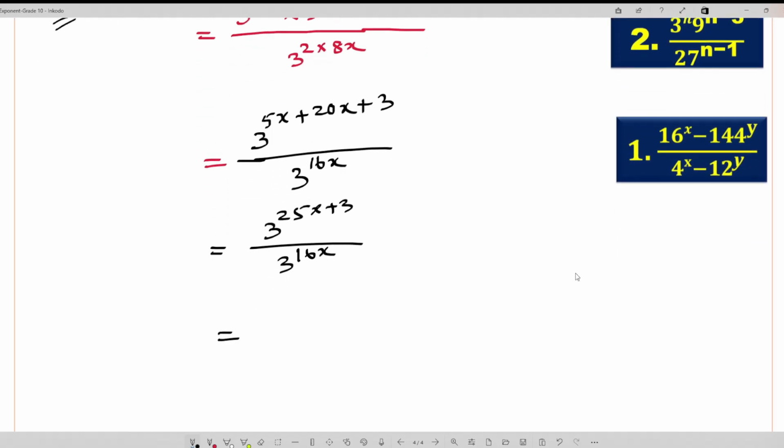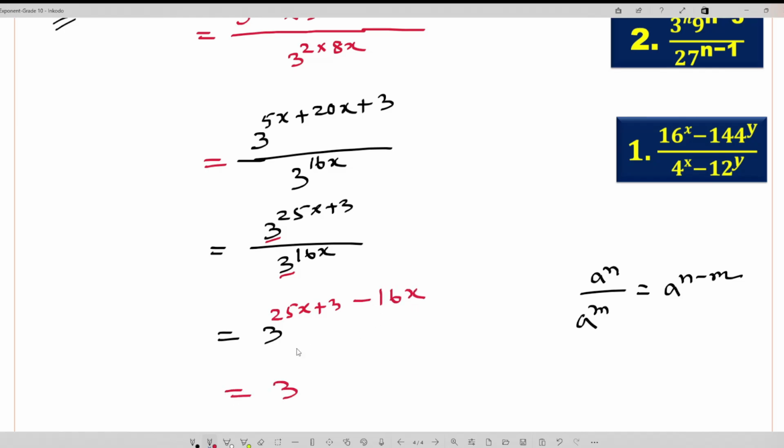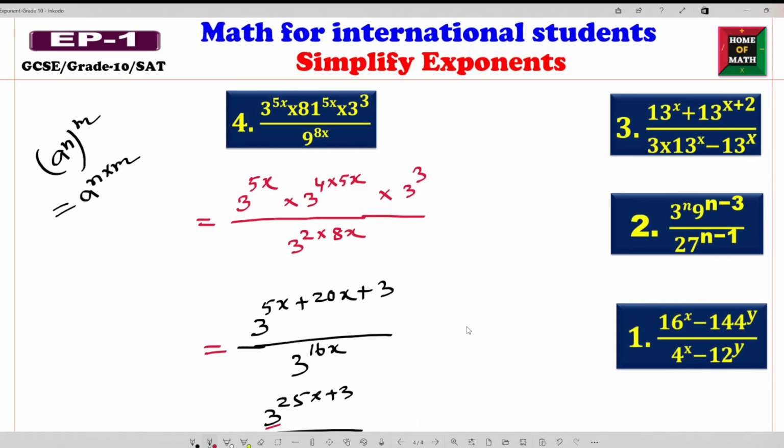Now in the division law we know a to the power n divided by a to the power m equals a to the power n minus m. So similarly, because bases are the same, 3 and 3, the powers will be subtracted because we divide. So 25x plus 3 minus 16x, right? Then 3 to the power 25x minus 16x, it means 9x plus 3. This is our answer.